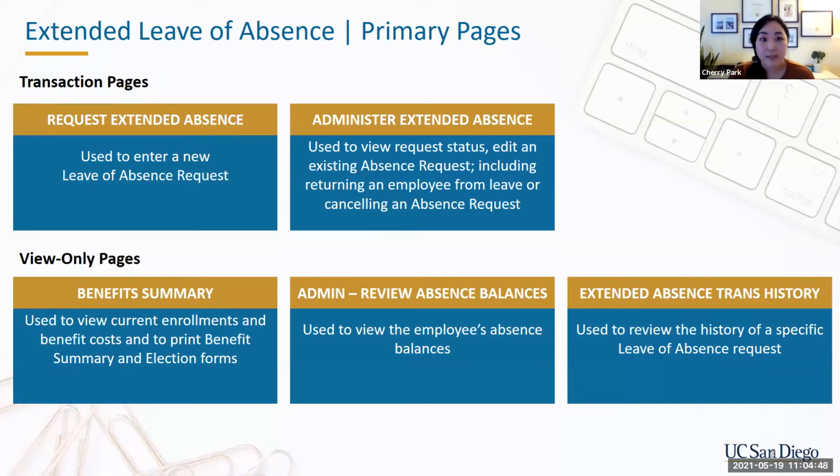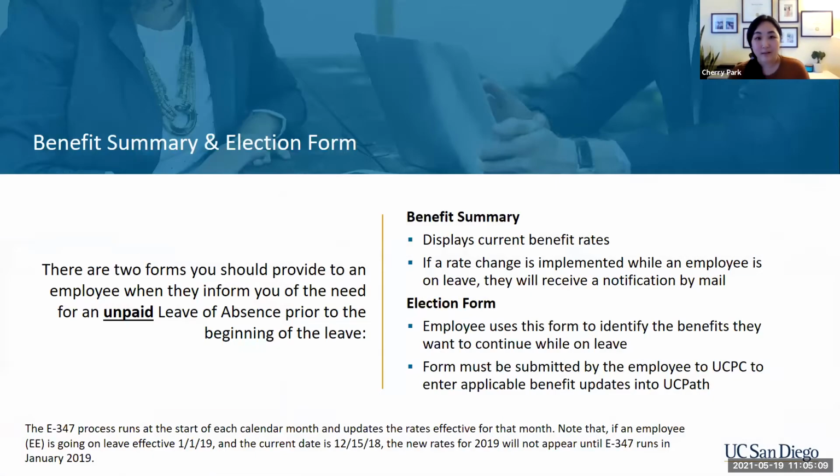Next, extended leave of absence, primary pages. Here are the transaction pages: request extended absence and administer extended absence. View-only pages are the benefit summary page, admin review absence balance page, and the extended absence transaction history. And a note about the benefit summary and election form. There are two forms you should provide to an employee when they inform you of the need for an unpaid leave prior to the beginning of the leave. That's the benefit summary and benefit election form, and that's available on the benefit summary page in UCPath.